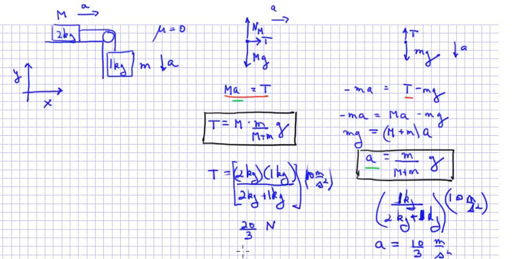And so 20 over 3, so what is that? That is 6.67 newtons. That's the tension. This is the acceleration.